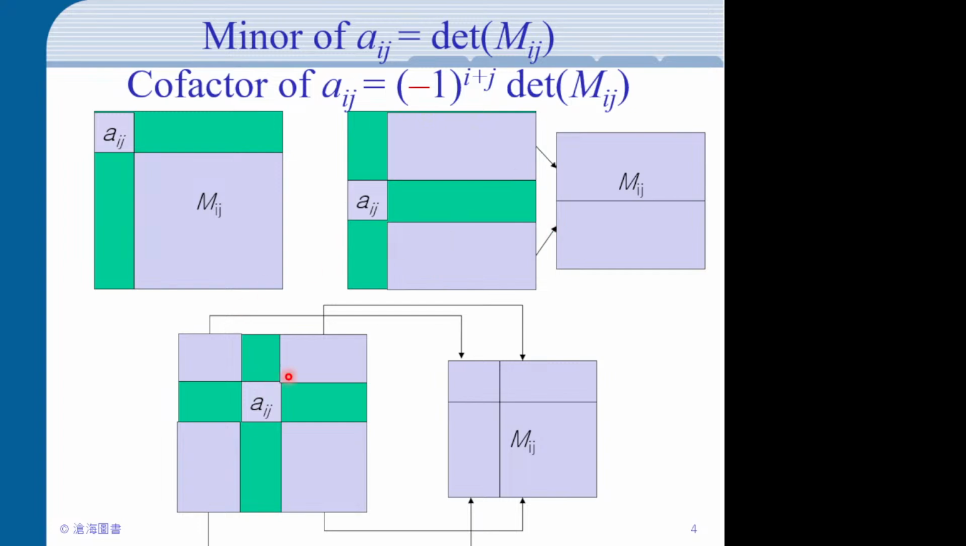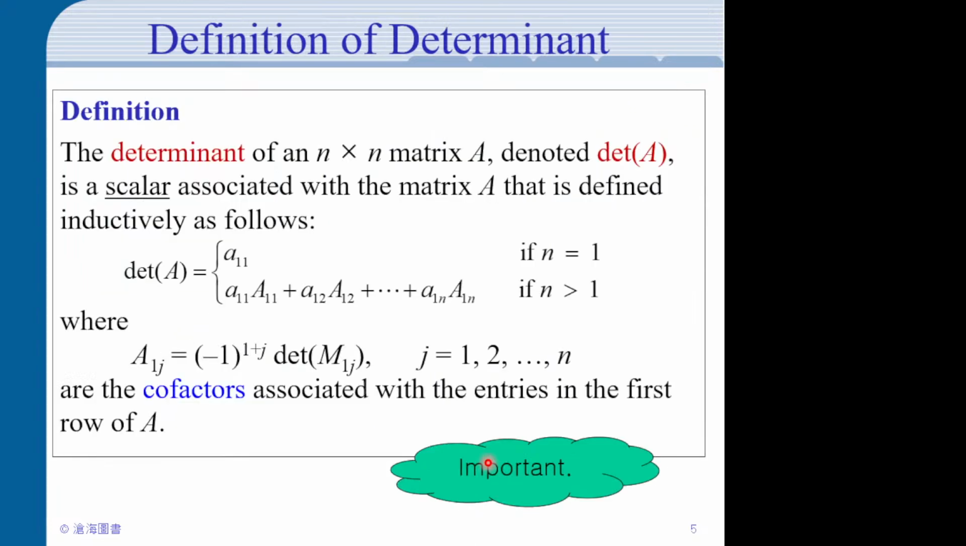So here we have multiple examples. If aij is here, then this matrix is Mij. If aij is here, then delete this column and this row, and you combine those two together, you get Mij. And the aij here, then you get this Mij. Okay. So we have Mij, then we can have the definition of the determinant.